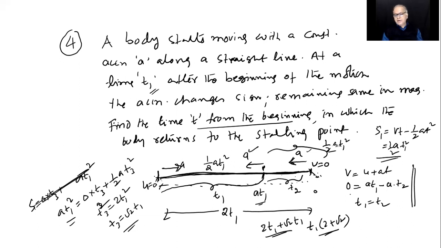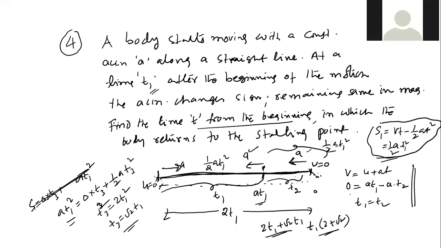Whether you followed it, children, come on. So half a t1 squared, and now half a t1 squared later. So when it comes back, it will come back a t1 squared in a time of root 2 t1. So the total time to come back is 2 plus root 2, into t1. Do you follow?